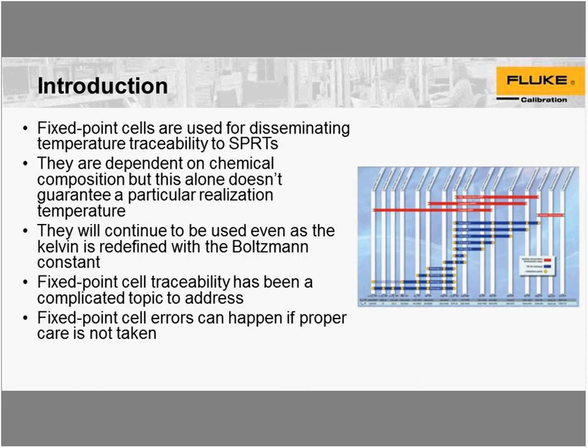So to introduce our topic here, we'll do a review of some background. If you're joining us, you probably already know this, but to review the importance they have in temperature calibration: they are used for disseminating temperature traceability to SPRTs. Dependent on chemical composition, as all chemical freeze, melt or triple point temperatures are, but the material alone doesn't guarantee a particular realization temperature. There is also a discussion going around about redefining the Kelvin, moving the definition away from the triple point of water and attaching it to the definition of the Boltzmann constant. To understand that even with that happening, there will still be primary standard instruments for disseminating temperature that need to be used, and so this topic is still relevant.